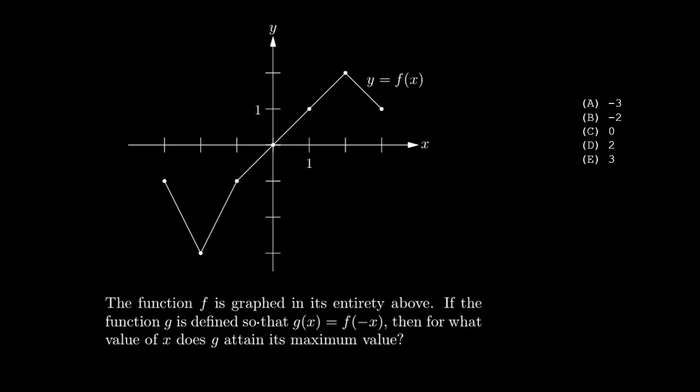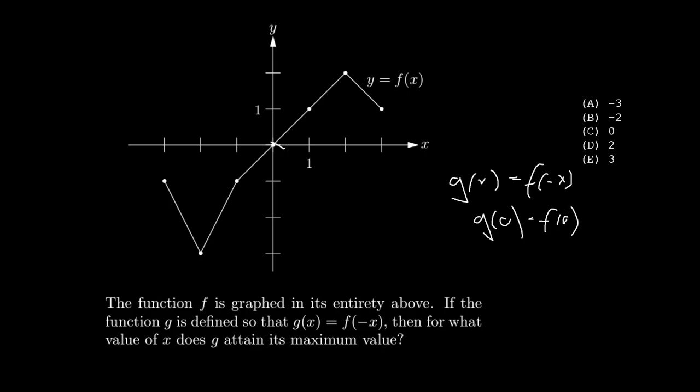If the function g is defined so that g of x equals f of negative x, then we would like to graph the g function. How can we graph the g function? Well, we know that g of x equals f of negative x. So we can just plug in x's. If x equals 0, then g of 0 equals f of negative 0, that's 0. So g of 0 equals f of 0.